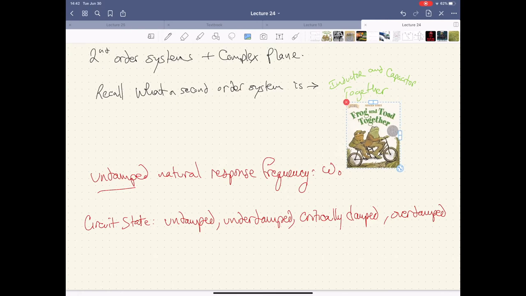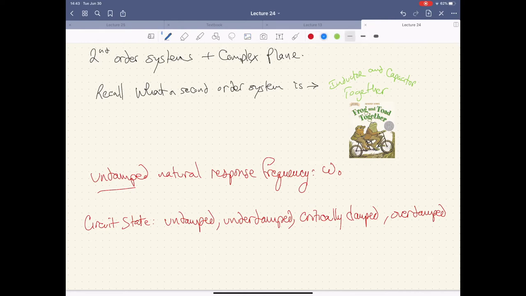See, everything you need to learn, you learned in kindergarten. It's true. It's just like Frog and Toad together, right? For a second order system, this is all you need. You need two friends that get along great. They're very different from each other, but they like each other very much. Okay, so, losing my mind here, folks.